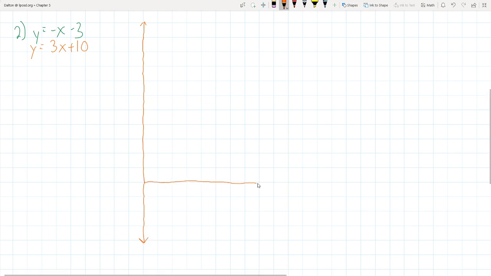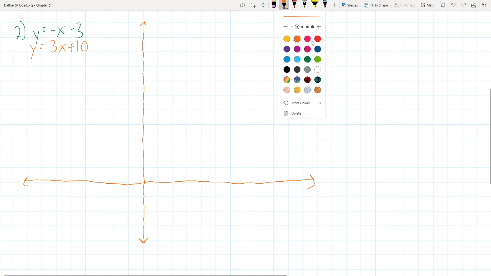And go straight across. I guess I should have done this in a different color. That's all good. You'll figure it out. So let's start with the green one. So the green one, I'm going down to -3, so 1, 2, 3, down 3. And this is a down 1, right 1, or an up 1, left 1.